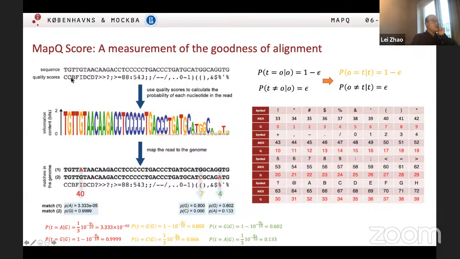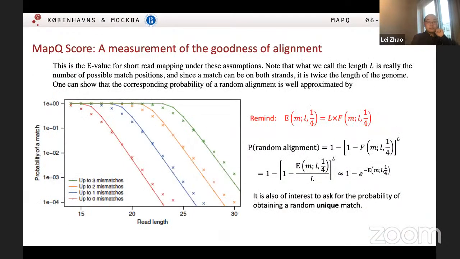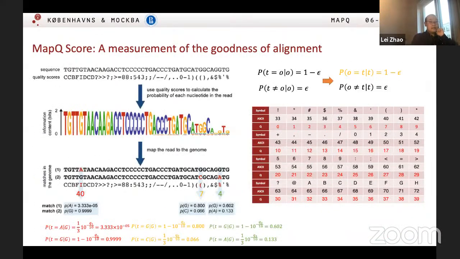And suppose for this read, you observe a G and the true base is also a G. Sorry, so the probability of this is this value. If you use 40 here, you'll get a value like 0.9999. And let's go to another position. If we see this one, the original read has a G here.